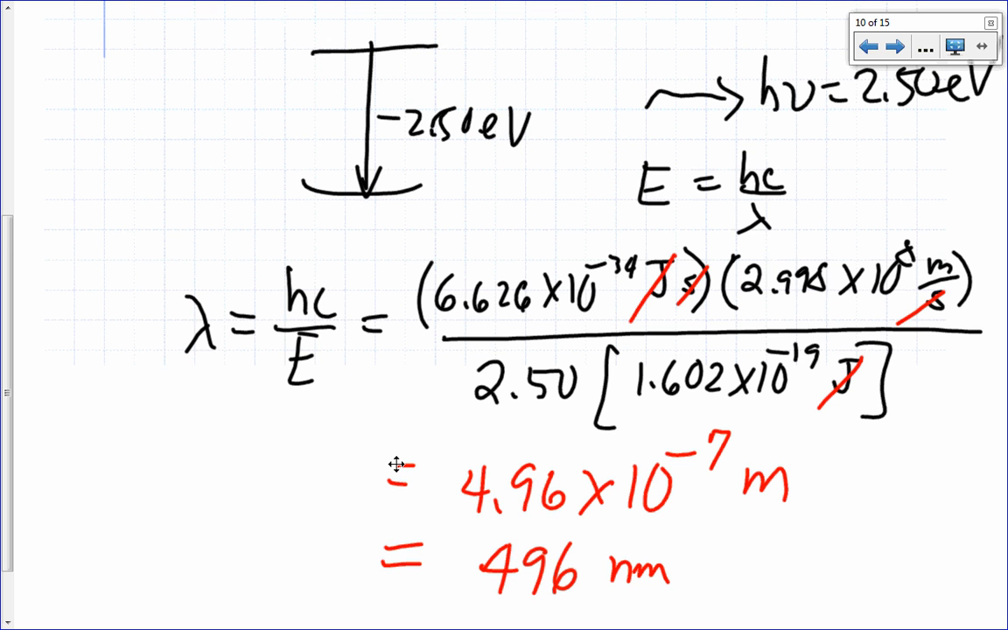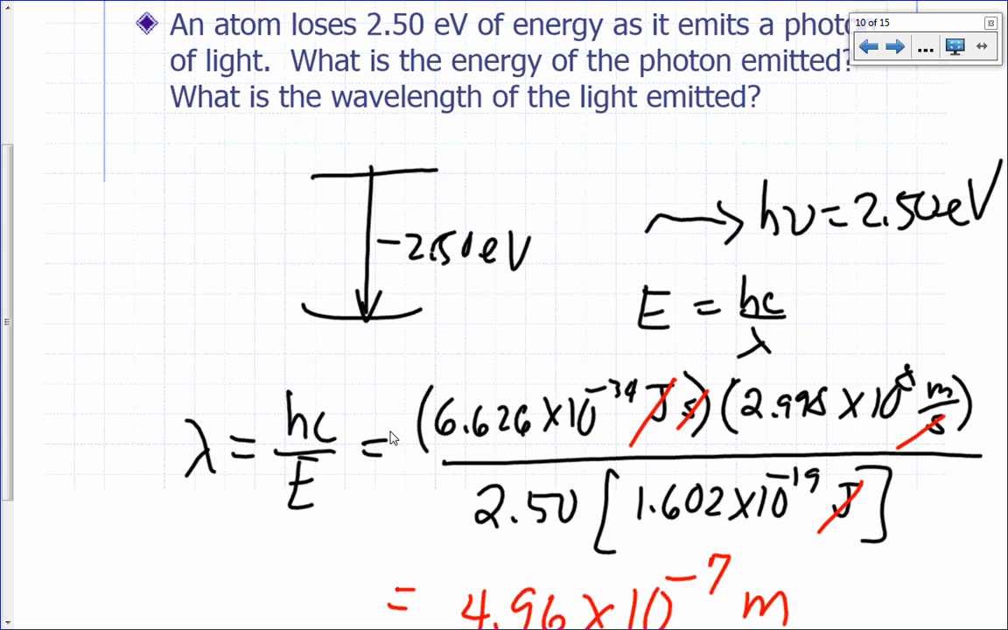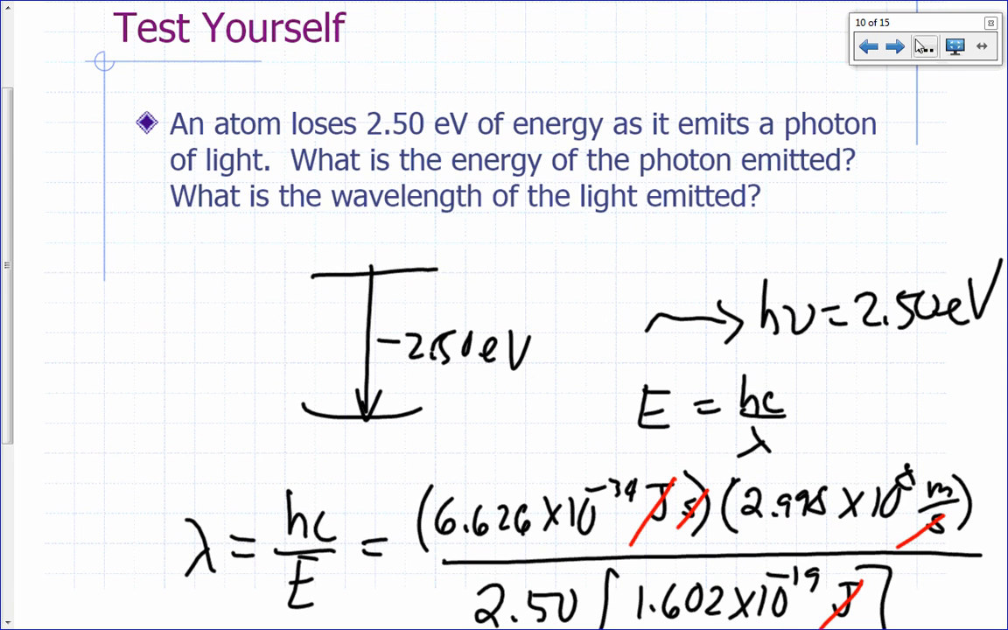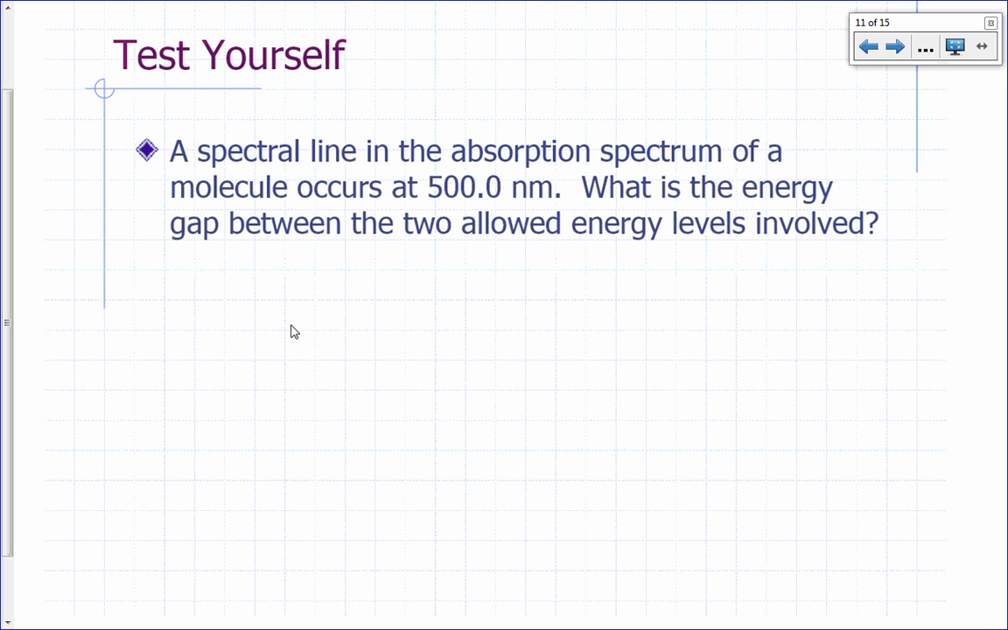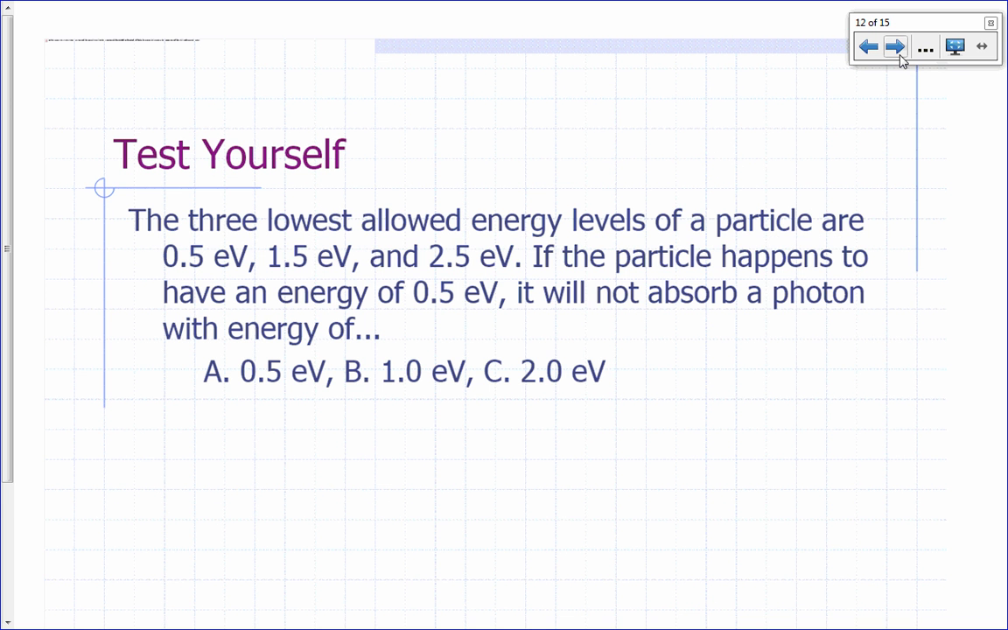500 or not? Yeah, what color? Visible, yes, but what color? Green. Green. 500 is green. Okay. So you have a spectral line in the absorption spectrum of a molecule that occurs at 500 nanometers. What's the energy gap between the two allowed energy levels? Let's make that homework. Turn in next time. Okay.